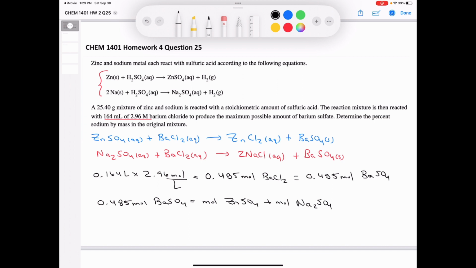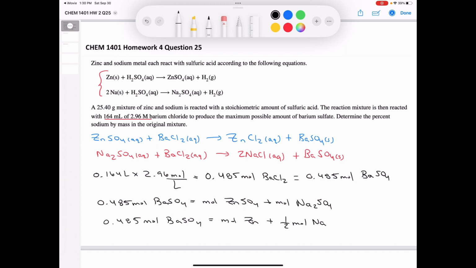And you see that the ratio of zinc to zinc sulfate is 1 to 1, whereas sodium to sodium sulfate is 2 to 1. And so based on that, we can write out a new equation, and we can say 0.485 moles of barium sulfate is going to be equal to the number of moles of zinc, but then we're going to have 1/2 the number of moles of sodium because it's Na2SO4.